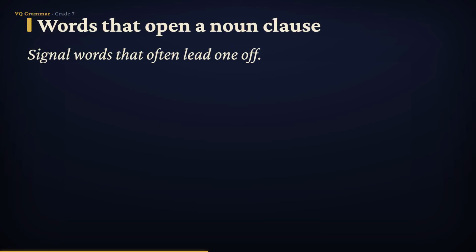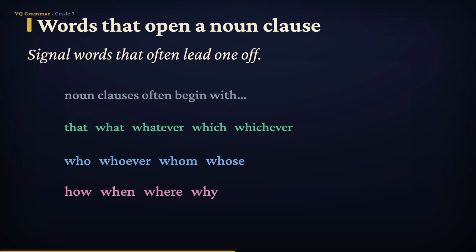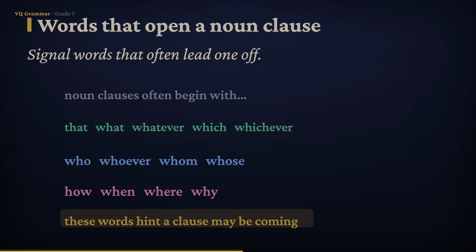How can you tell a noun clause might be starting? These clauses often begin with certain signal words. Some are that, what, whatever, which, and whichever. Others point to people, who, whoever, whom, and whose. And some ask about manner or time or place, how, when, where, and why. When you spot one of these words leading a group of words, a noun clause may be on its way.